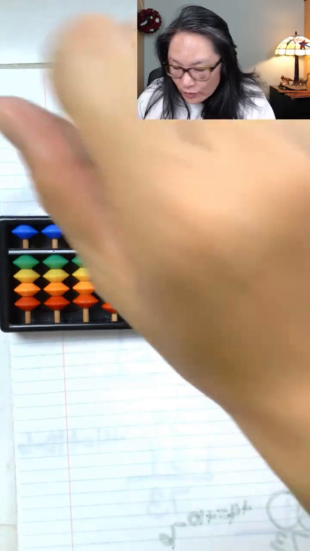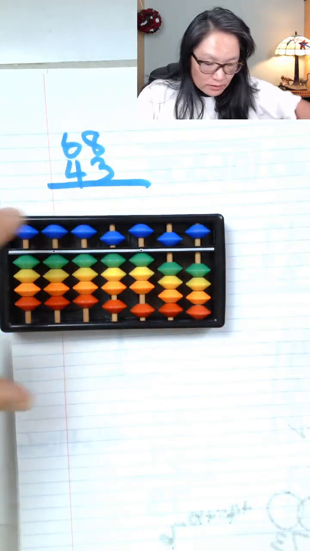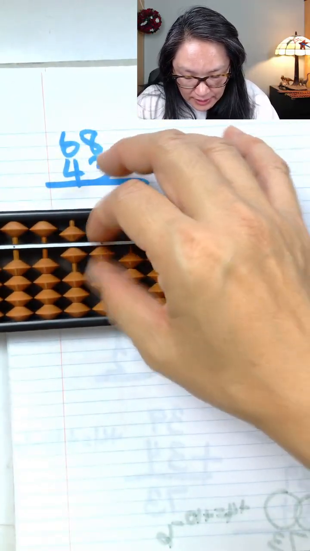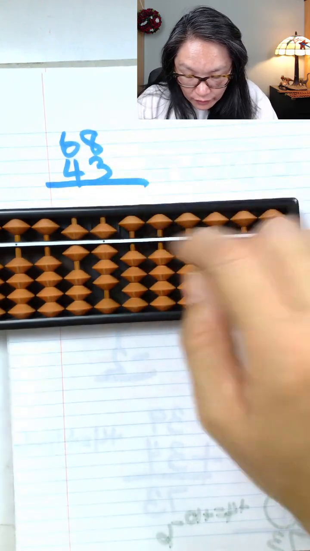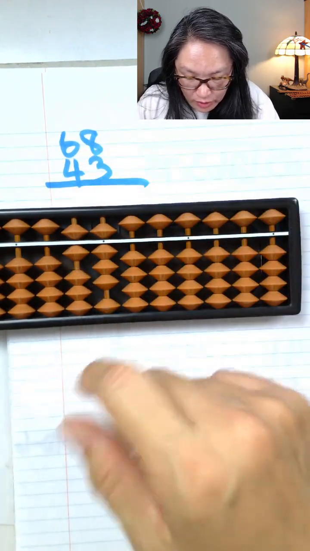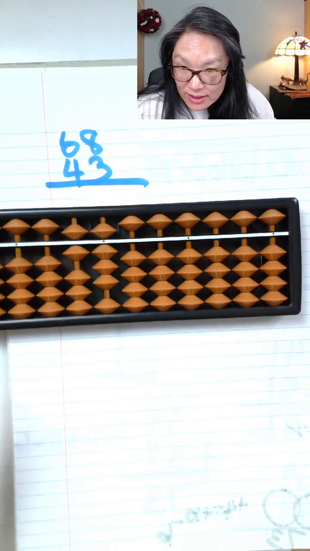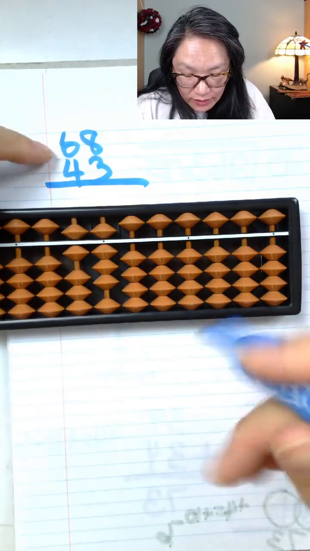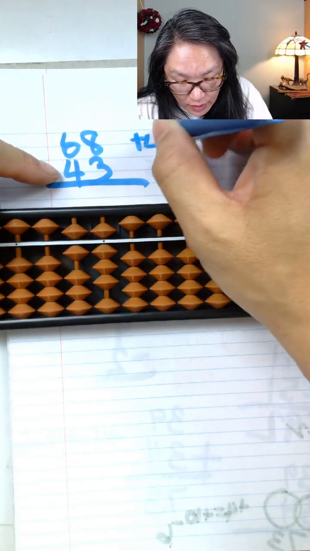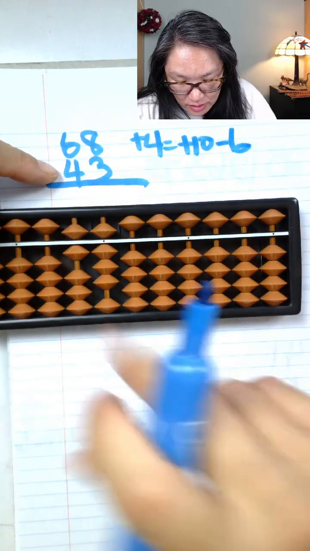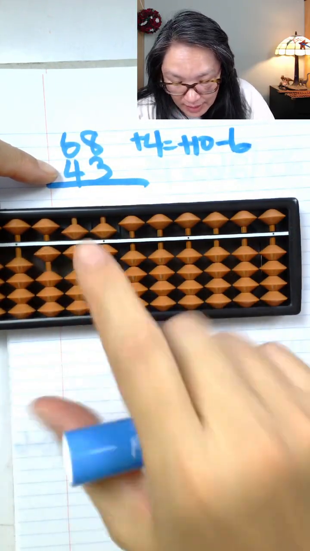Okay, we'll do the 4 first. Okay. So let's do it this way. So we have 68, right? We do the 4 first. Can we add the 4? No. Can we add the 5? No, we cannot add the 5. What is another way to add the 4? Plus the 4 is what? Plus 4 is equal to plus the 10 minus 6. So plus the 10 minus the 6.